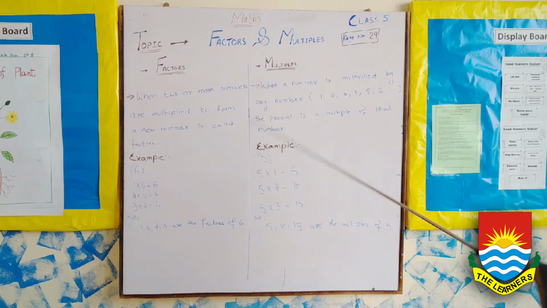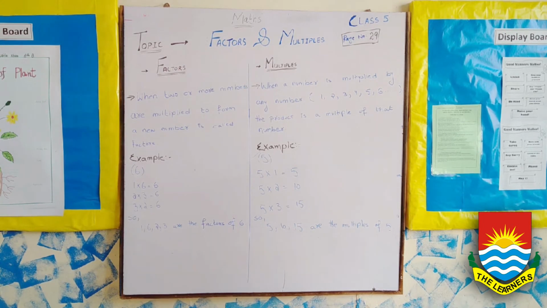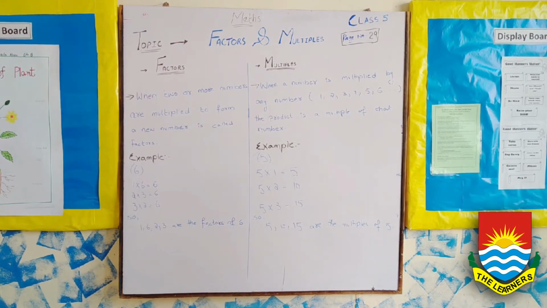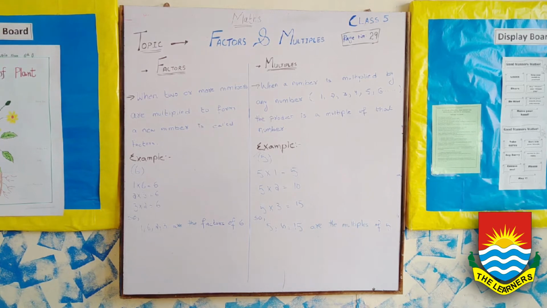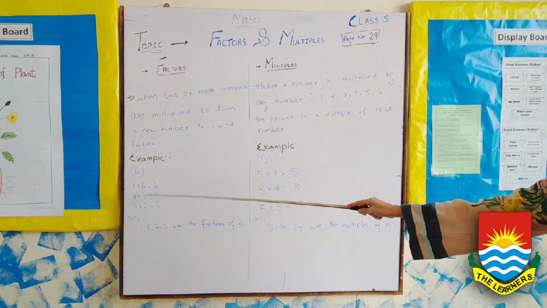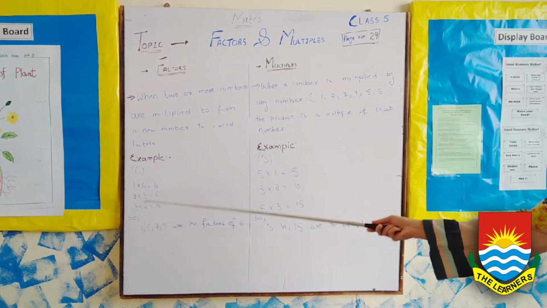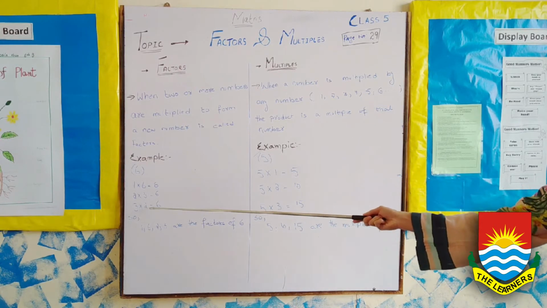For example, when we multiply two different numbers and it forms a new product, these two numbers are the factors of their product. For example, here we take 6. So 1 multiplied by 6 is equal to 6, 2 multiplied by 3 is equal to 6, 3 multiplied by 2 is equal to 6.